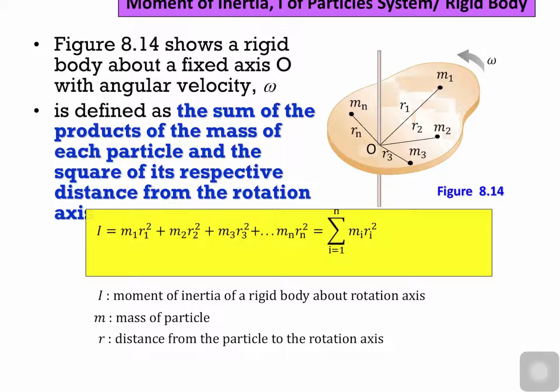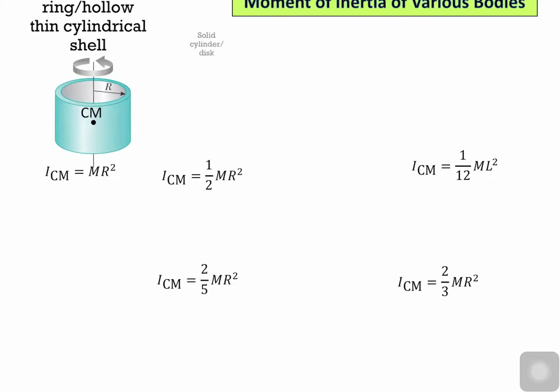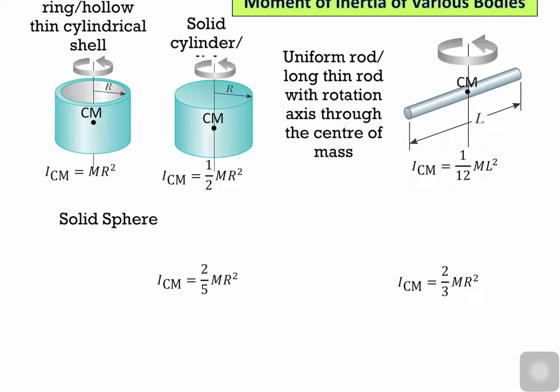a sum of the product of the mass of each particle, and the distance squared. So basically moment of inertia is just this, for particles. Moment of inertia depends on its shape.